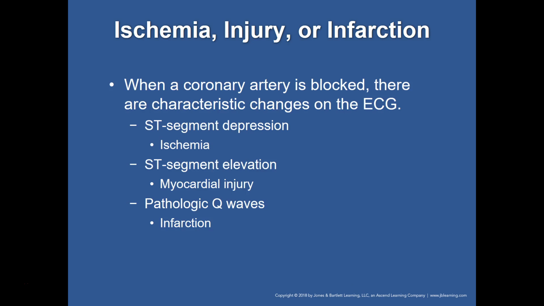So when a coronary artery is blocked, there are characteristic changes in the ECG. We're talking about ischemia, injury, and infarction. For ischemia, we see ST segment depression. You can see that anytime from just some angina to, of course, up to an MI. ST segment elevation indicates myocardial injury. Once again, that's pretty self-explanatory. And then a pathological Q wave, which is a sign of infarction.